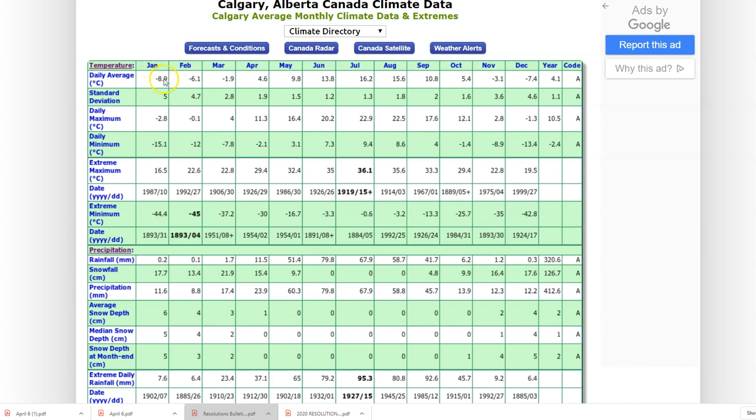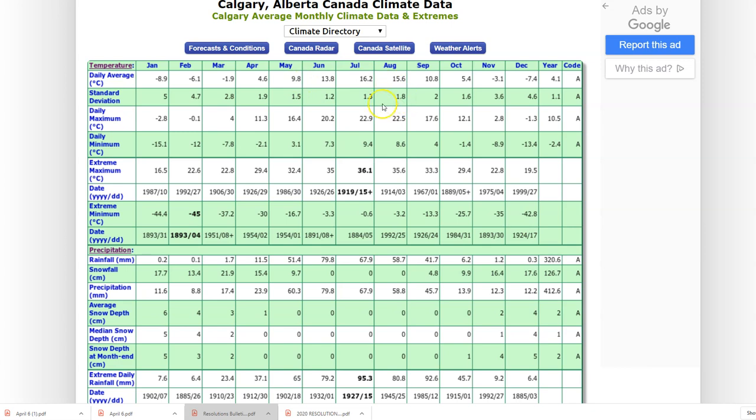So basically, if you take the average temperature for the day in Calgary every day in January, and then average those together, you'll get this daily average temperature. So take the average temperature for January 1st, 2nd, 3rd, all the way to the 31st, average those together, and the daily average temperature in Calgary in January is minus 8.9 degrees Celsius. February, March, here we are in April, where it's supposed to be 4.6. We're not quite there yet.